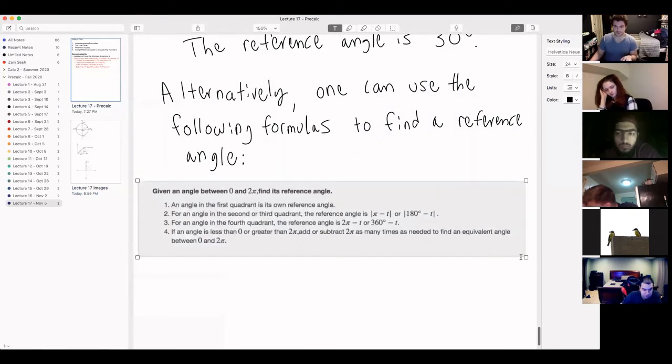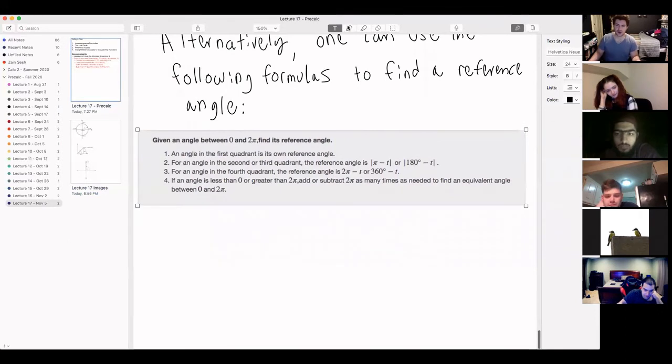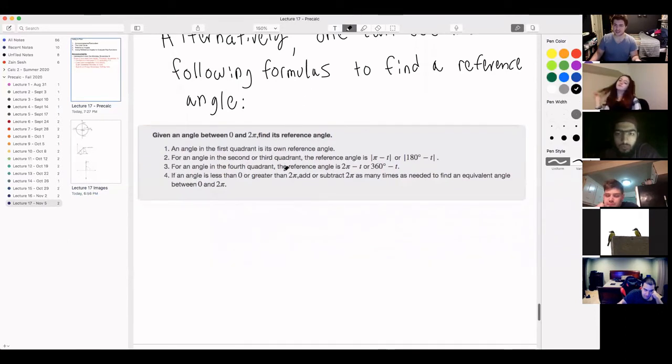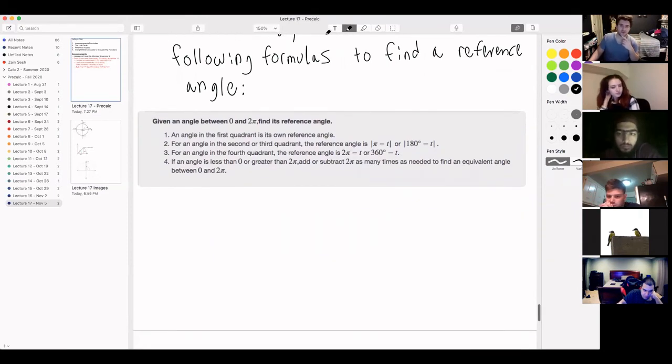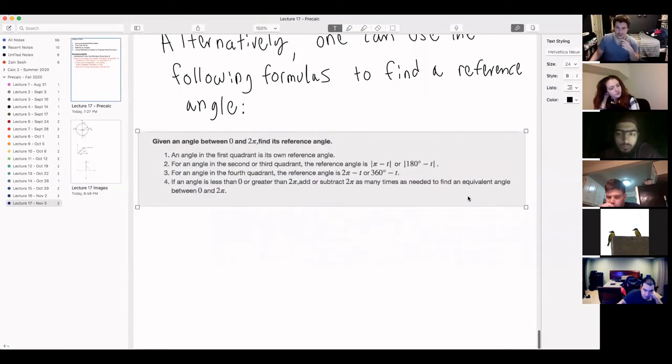Okay, let's see. All right, so let me talk through these. We actually did an example of each. We did one in each of the 4 quadrants. Hopefully you can read this. I hope it's not too small on your screen. I can't really make it much bigger. Okay, so 1, an angle in the first quadrant is its own reference angle. We did that. That was example 1.